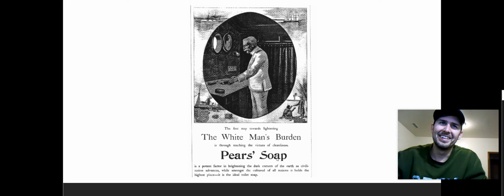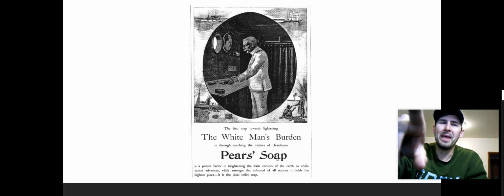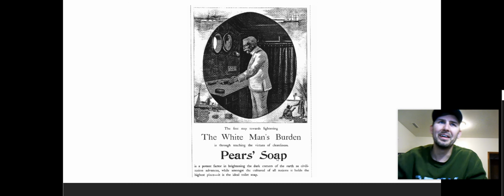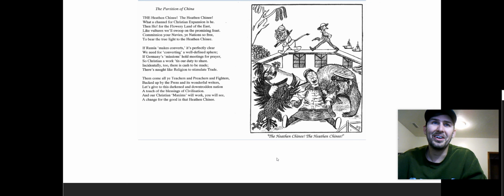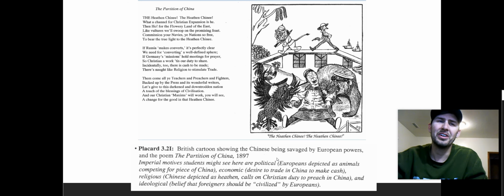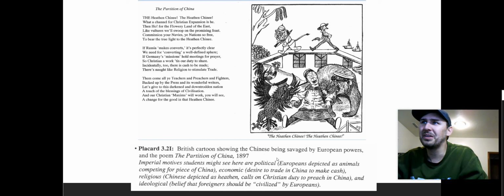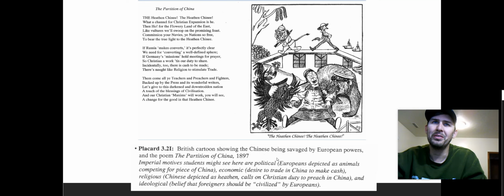Like this white man giving this poor, darker skinned person soap as an advertisement. Like, oh man, Pear soap, we're doing God's work by teaching cleanliness to all of the savages of the world. It's super crazy. This one's a cartoon of a British cartoonist just showing the savage Chinese, the heathen Chinese, and all of the superpowers that were trying to help out the heathen Chinese. So that was a really interesting one.